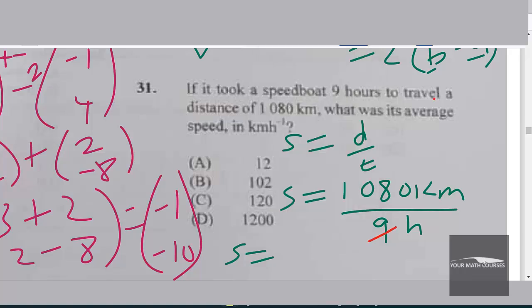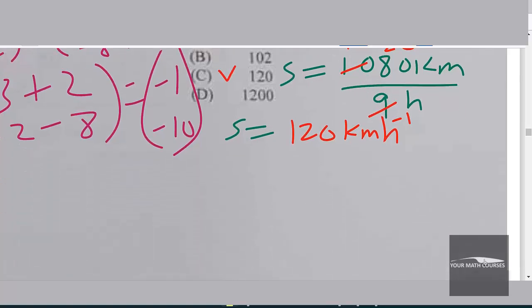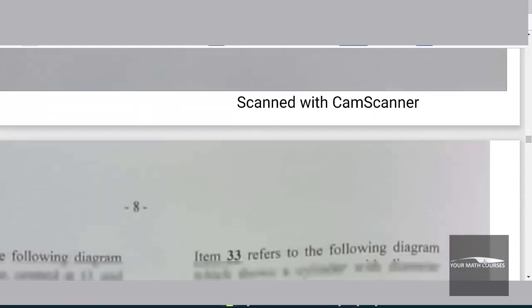So you see, 9 will go into 10 how many times? 1. We are left with 1. That 1 is in actual fact 100, so plus 80 is 180. 9 will go into 180 how many times? 20. So this will give us 20, so 120 kilometers per hour. Now, the correct answer is therefore option C. Let's look at number 32.